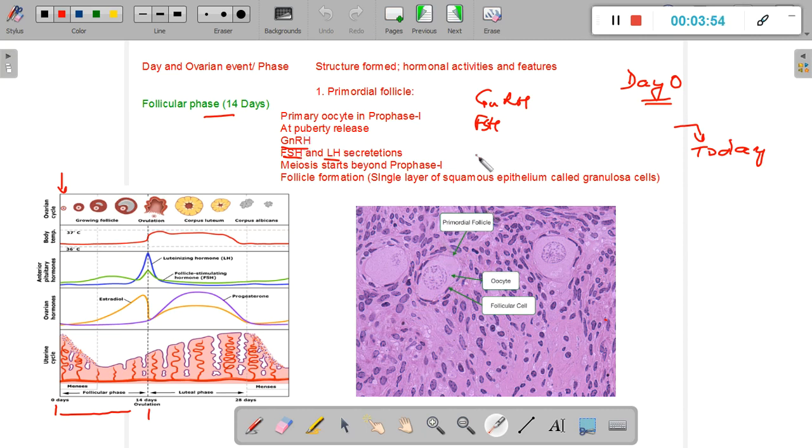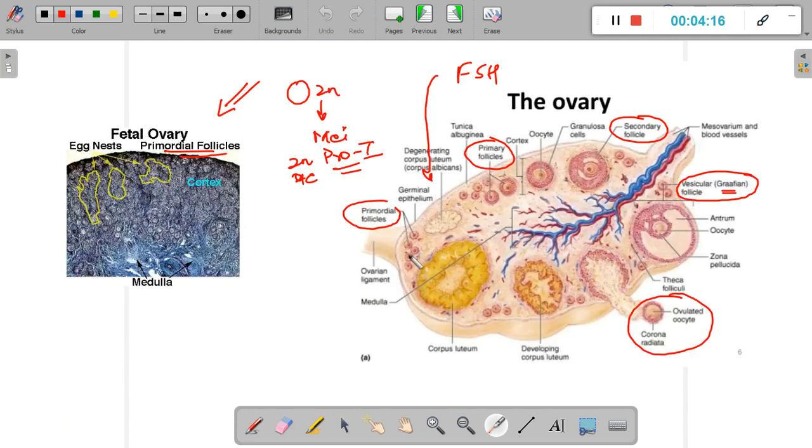Why are these primordial follicles formed in the first place? Why do we have follicular cells in the fetus? It is because some amount of GnRH is still released in the fetus even before puberty. But after puberty, when huge amounts of GnRH are released, a lot of FSH is also released. And this FSH converts these primordial follicles, these structures here, into something called a primary follicle.